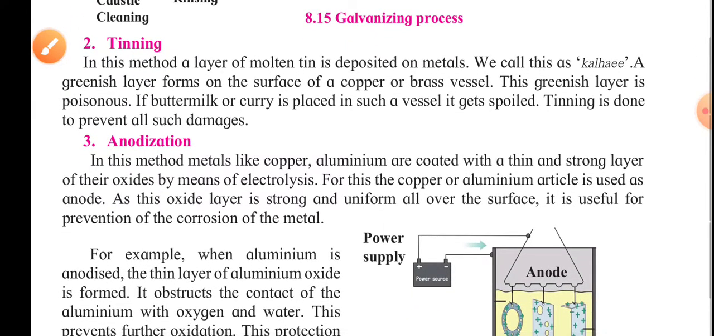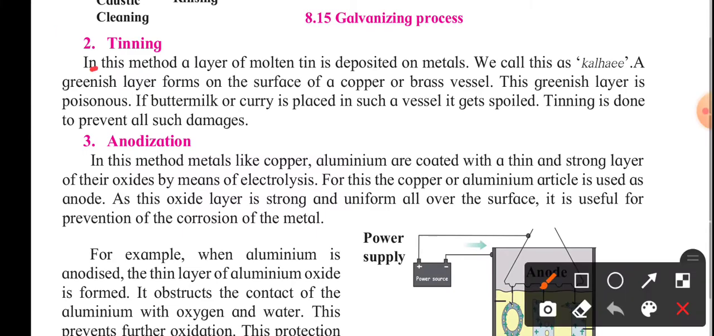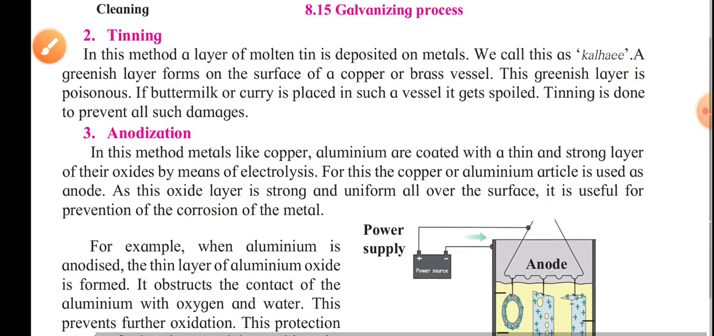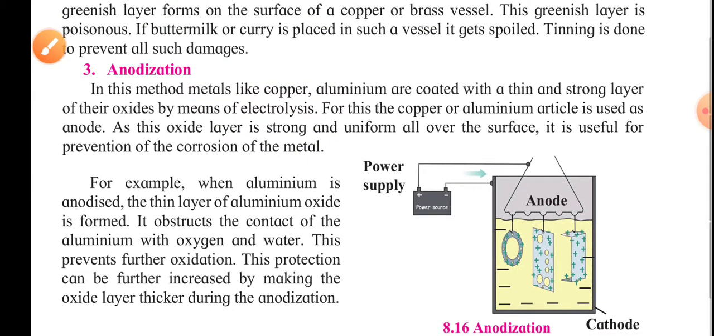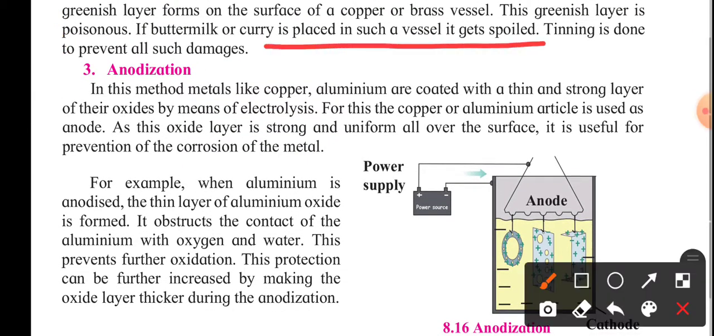Next is tinning. In this method, molten tin is deposited on the metals. We call this kalhe. A greenish layer forms on the surface of a copper or brass vessel. This greenish layer is poisonous. If buttermilk or curry is placed in such a vessel, it gets spoiled. Tinning is done to prevent all such damage.